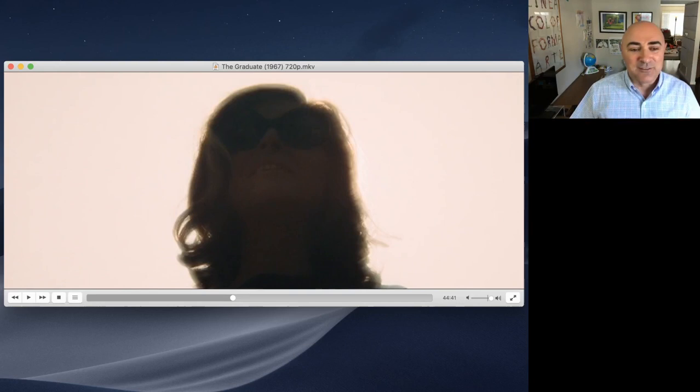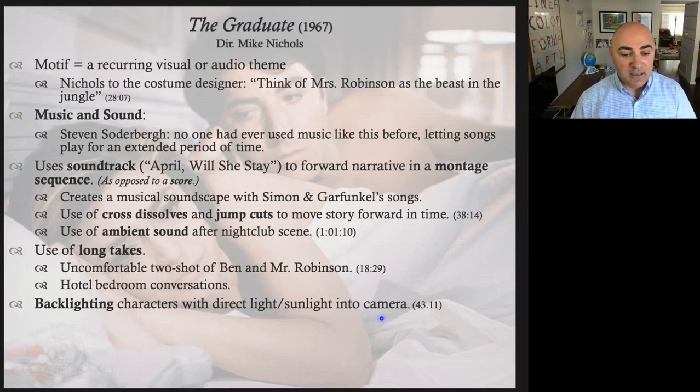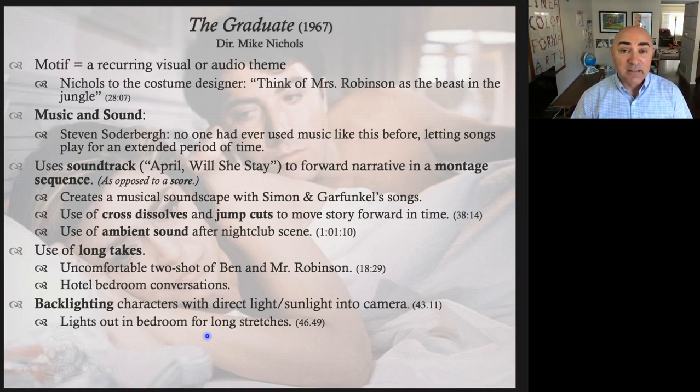It's not a beautiful shot. We have backlighting characters with direct sunlight into the camera. In that one scene, we also have lights out. We literally have complete black on the screen when the light goes out.